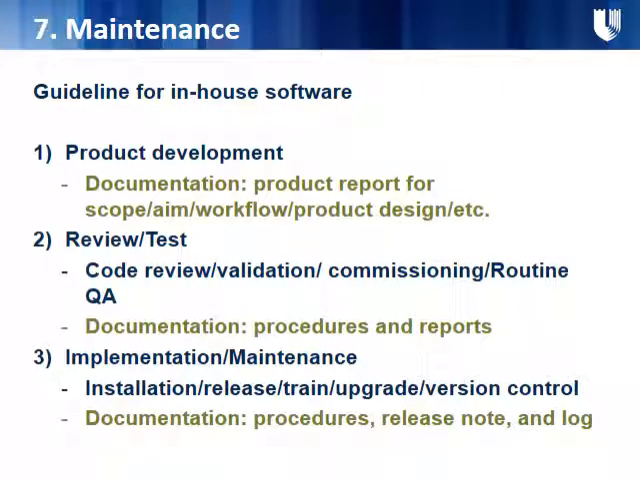And the maintenance part, what should we do? It's mainly about documenting and testing. For product development, the product is already developed, but we need to document what this product is for: scope, aim, workflow, and product design, and also user procedures. And all the processes of test, code review, validation, commissioning, and routine QA procedure and report should be documented. And whenever we have any upgrade, we need to do a release note and version control, and we need to make a procedure. And an important thing was we had to keep a log file of what's done on each date.